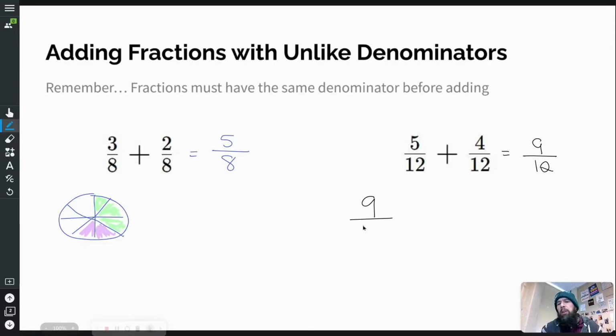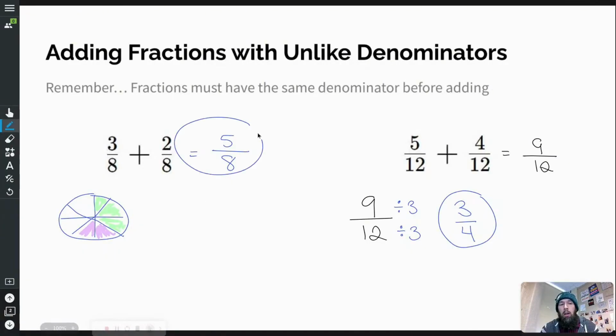Now let me move that down here because this will happen from time to time. What if you can simplify the fraction? Well, if you can simplify the fraction, simplify the fraction. 9 over 12, I can divide those both by 3. So let's do that. 9 divided by 3 is 3. 12 divided by 3 is 4. And our final answer is going to be 3 over 4.